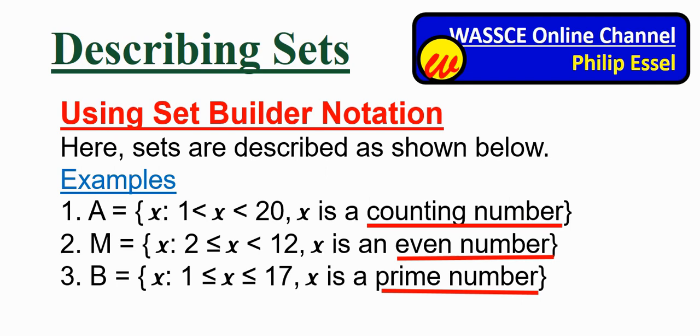So in the event that you are asked to list the members of the set B, you are simply to list all the prime numbers that are greater than or equal to the number 1 and less than or equal to the number 17. As simple as that.